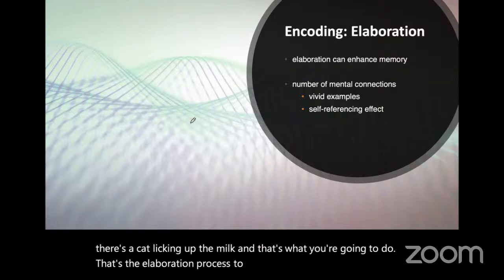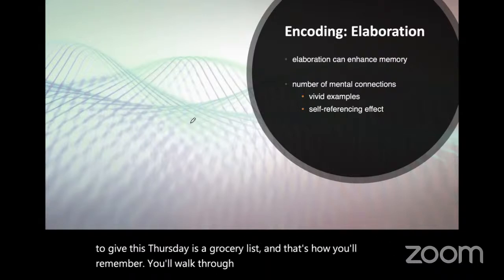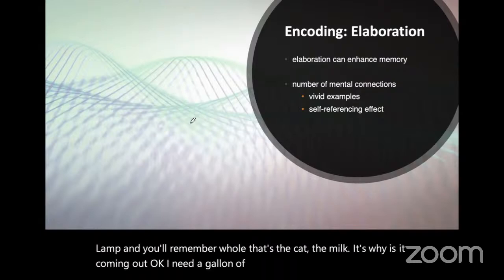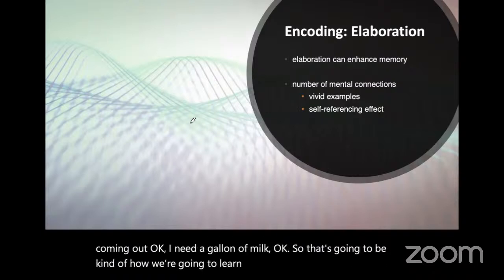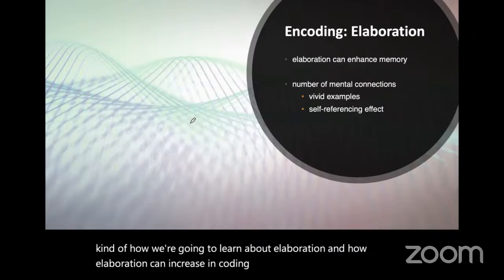Basically, what I'm going to give you this Thursday is a grocery list. And that's how you'll remember. You'll walk through that room and you'll see that lamp and you'll remember, oh, that's the cat, the milk. Why is it coming out? Okay, I need a gallon of milk. So that's kind of how we're going to learn about elaboration and how elaboration can increase encoding and get stuff into our memory system.